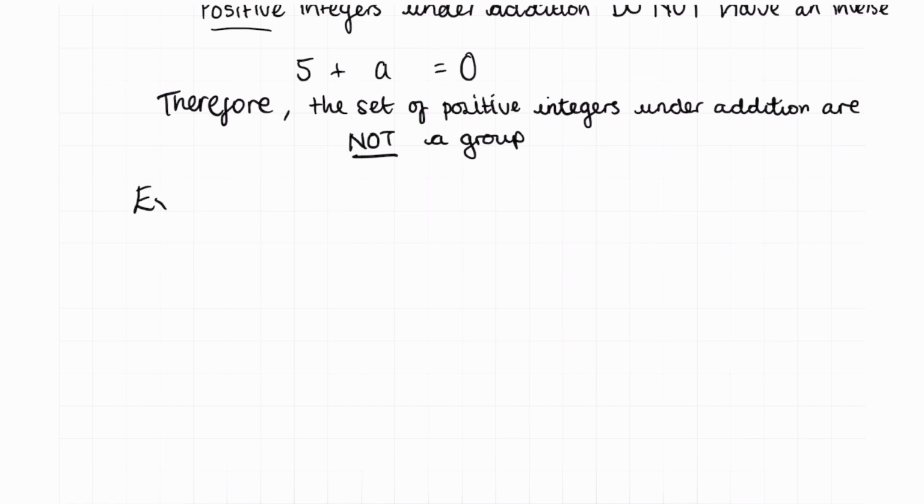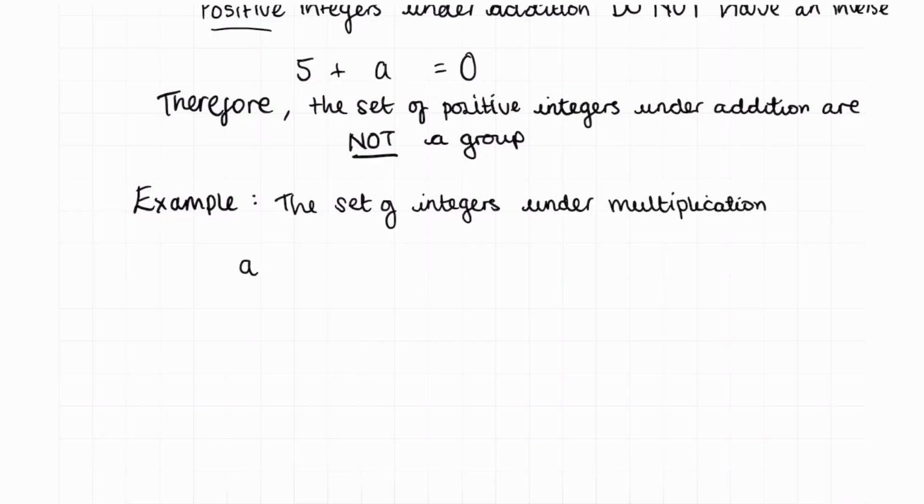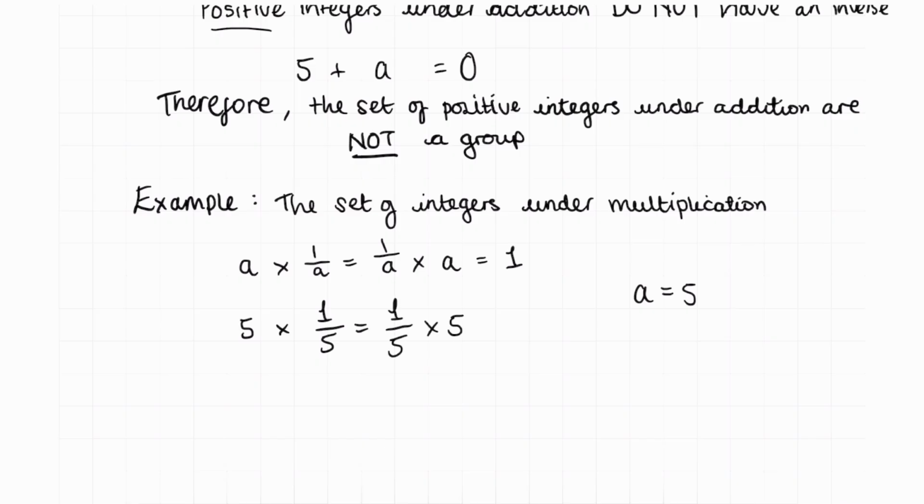Let's do another example. Let's take the set of integers under multiplication. So for multiplication, it would be A times 1 over that element is equal to 1 over that element multiplied by A, which equals 1. Let's say that A equals 5. 5 times 1 over 5 is equal to 1 over 5 times 5 is equal to 1. Because this would be like 5 over 5, which is equal to 1, of course.